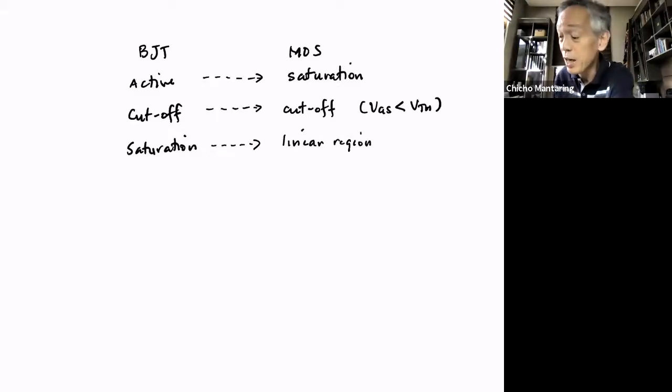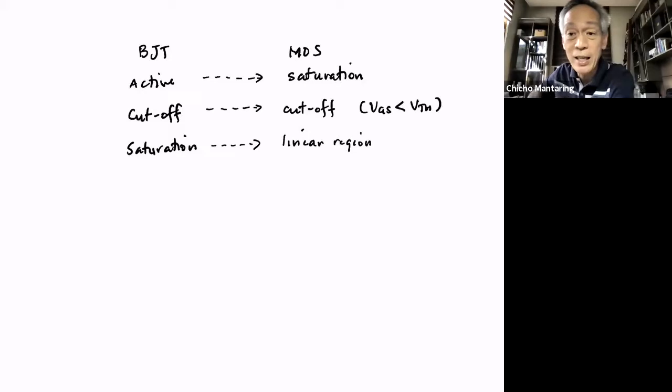Yun yung pinakamalapit dito sa MOS. Okay? So these are rough comparisons between the BJT and MOS, no? So yung active region sa BJT is equivalent to the saturation region in the MOS. And this is where, well, it's funny because if you think of the MOS as a linear device, the MOS is acting as a linear device when it is in the saturation region, not when it is in the linear region. So that might sound a little confusing to you, no?